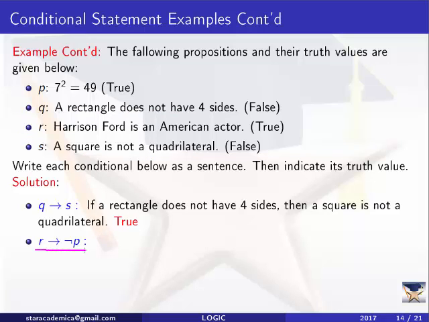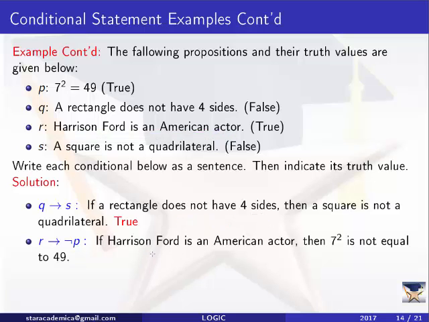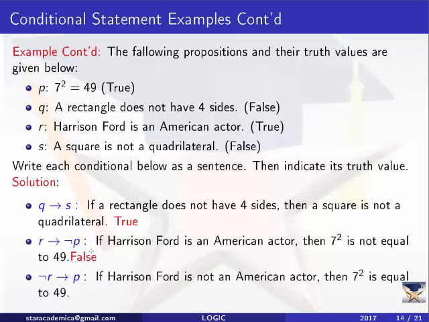R implies not P. Harrison Ford is an American actor, that's true. If Harrison Ford is an American actor, then 7 squared is not equal to 49. The conclusion becomes false, and the result is false. And the last one, not R implies P. If Harrison Ford is not an American actor, so that's false, then 7 squared is equal to 49, and this is true.